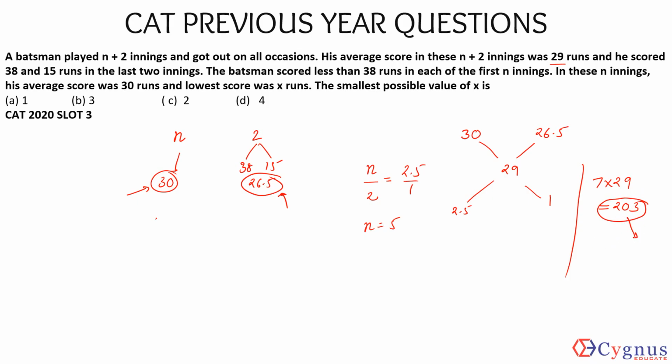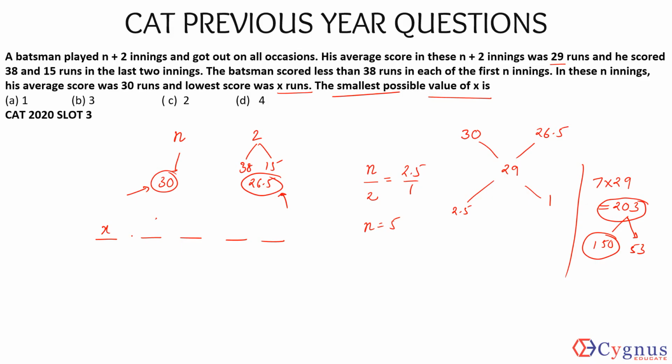Out of that, in the last two innings, he has already scored 53 runs. So now we are left with what? 150 runs. So I need to distribute these 150 runs among the first 5 innings. Yes or no? Now, what's the question? The smallest possible value of x is how much? Where it's given that his average score was 30 runs and the lowest score was x runs.